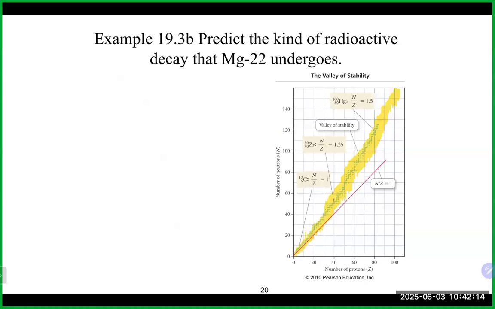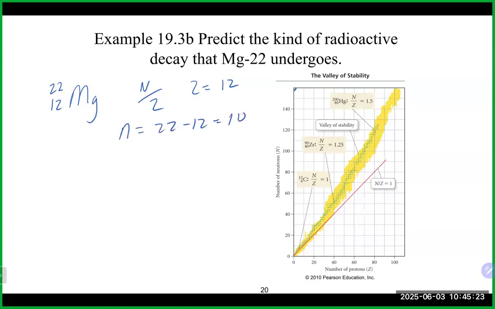So why don't you give it a try here and see what happens if we have magnesium 22? What type of decay process will it undergo, and is it stable? We could go to the periodic table and see the atomic number is 12. So we're looking for our N to Z ratio here. Our number of protons is 12 from the periodic table. Our neutrons is going to be 22 minus 12, which gives us 10. That means our N to Z ratio is going to be 10 divided by 12.